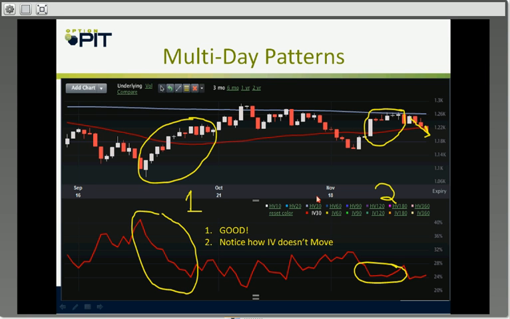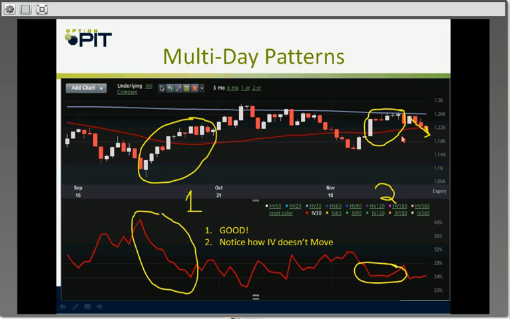Now let's take a look at pattern 2. You guys may recall, this one gets pretty ugly. We get a nice pop. We get a nice rally here. The S&Ps are creeping higher. What is the VIX doing? Nothing. It's flat, slightly up, slightly down. It's not doing anything. This is a very clear signal to me that it's time to bail.